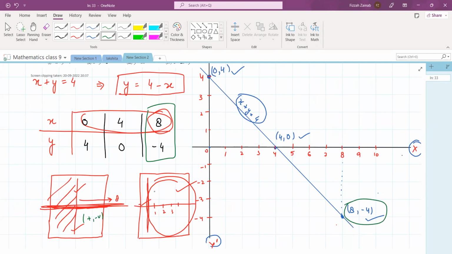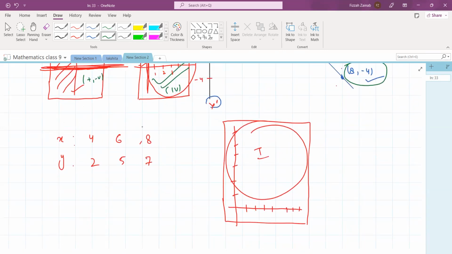So this is the correct way of making it. So this is your first quadrant and this is your fourth quadrant. That's it. You don't require second and third quadrant here. And here you only require your first quadrant. All the points will fall in the first, so there's no need to draw the other quadrants. Just make first quadrant only.